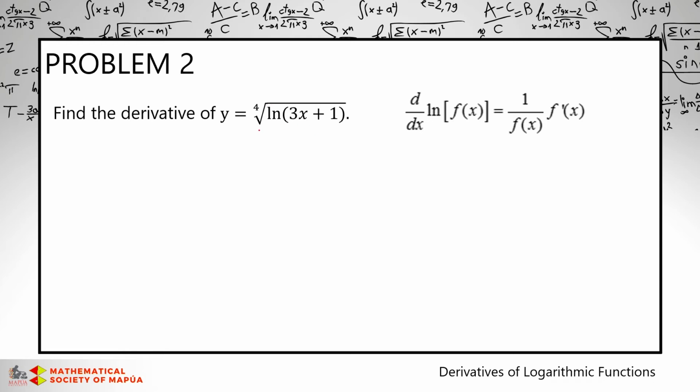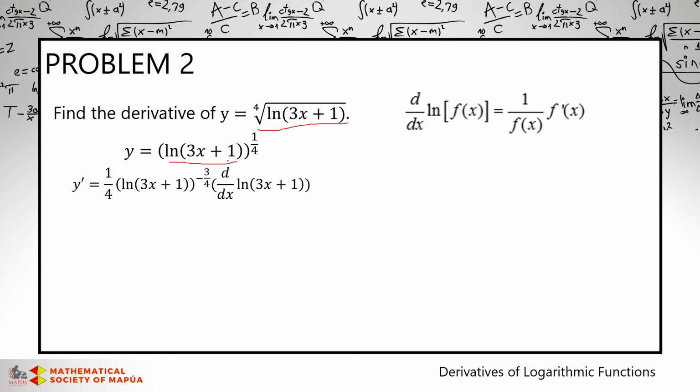So, we can write this as y is equal to ln of (3x plus 1) raised to 1/4. Before we use the function for ln, we can let this be u raised to 1/4. So we have a form of u raised to n, which when we differentiate, we bring down the exponent, so it becomes n times u raised to n minus 1.